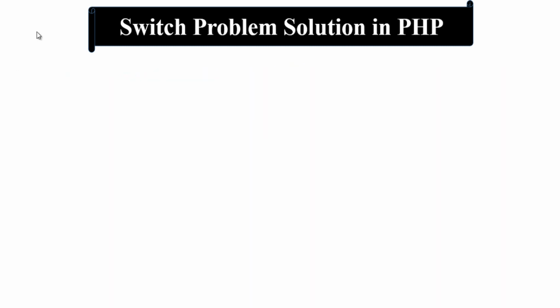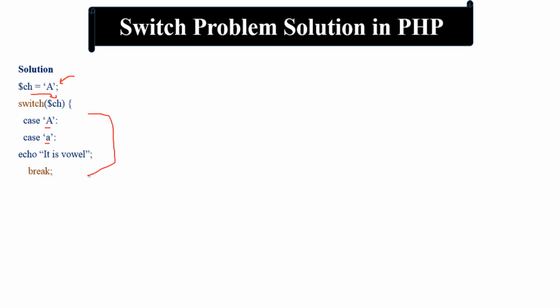Switch problem solution in PHP. First of all, I created a variable ch and its value is a. Any character you can provide. In switch I pass that variable and then I create a case. Case 1, the first case, value is a, and then I create another case for lowercase. Then this message will be displayed: it is a vowel, and put a break statement because one case is completed.